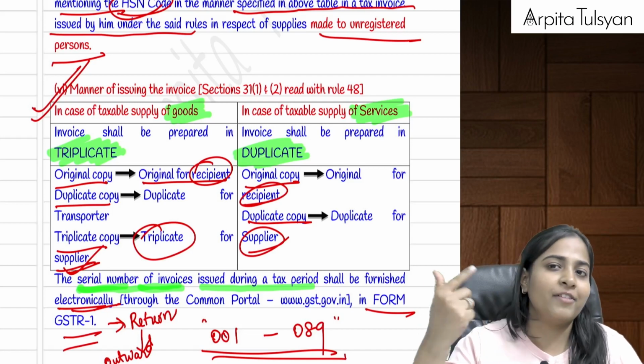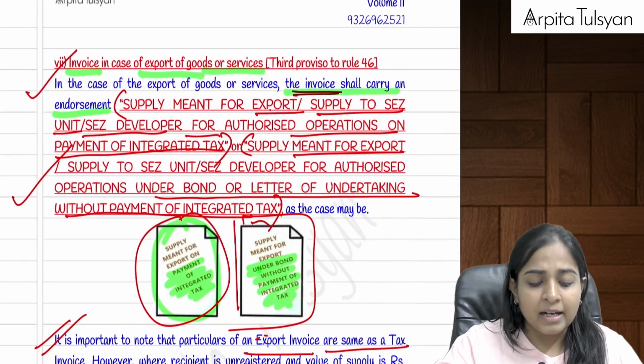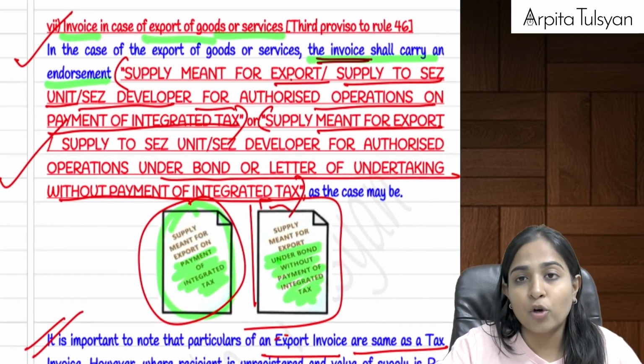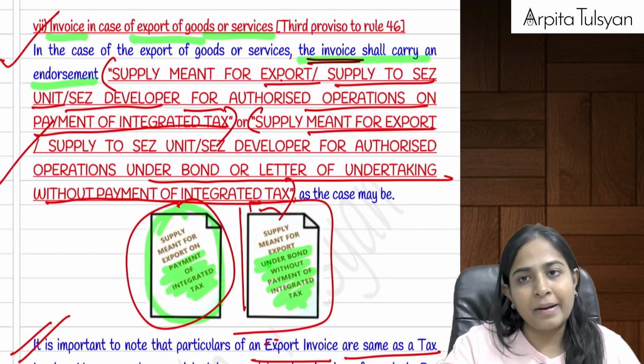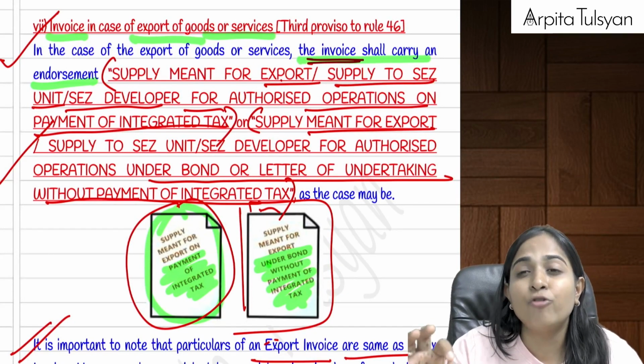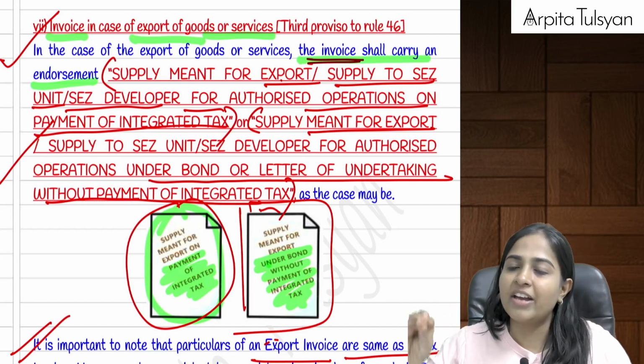So the original one will go to the recipient and the duplicate one will be for the supplier. Right? Acha, whenever we are issuing any invoice in case of export of goods or services, it can be done in 2 ways. Either we would have paid the IGST, or we have not paid the taxes and we have exported the goods under bond or letter of undertaking.